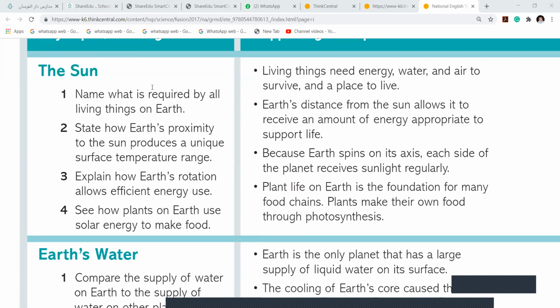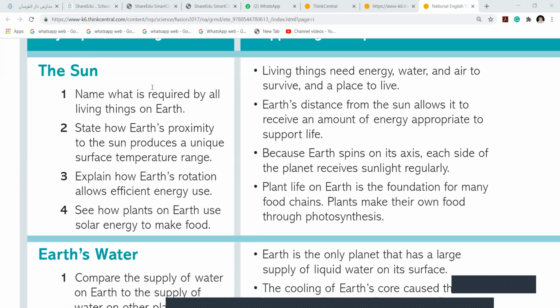Next question: see how plants on Earth use solar energy to make food. Everyone knows about that. Plants need solar energy to make food. Plant life on Earth is the foundation for many food chains. Plants make their own food through photosynthesis.